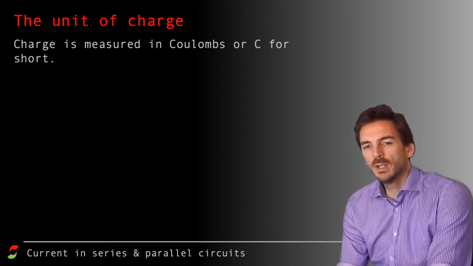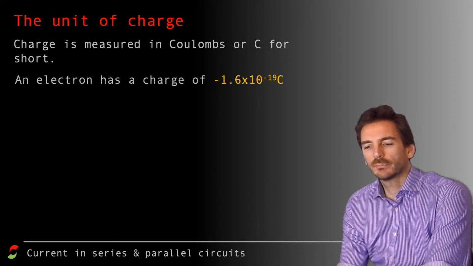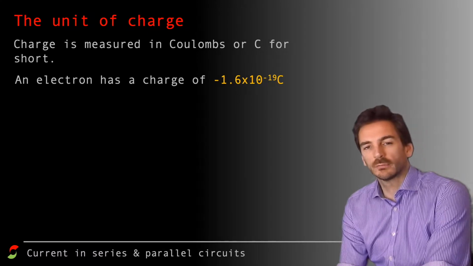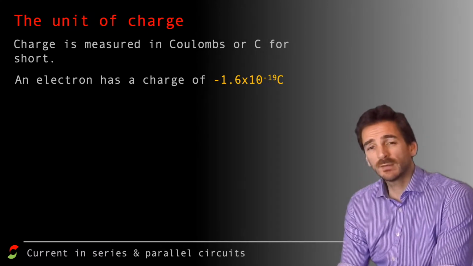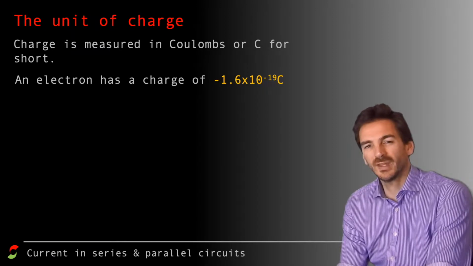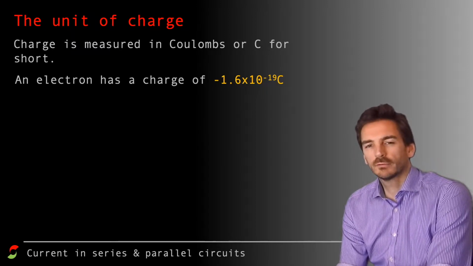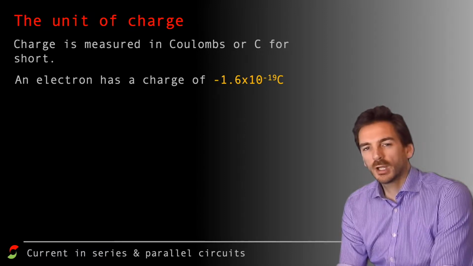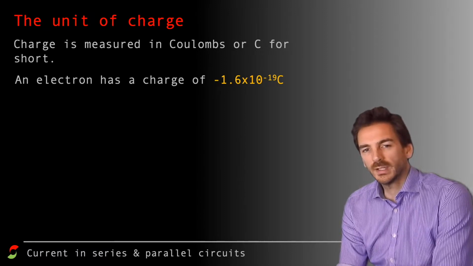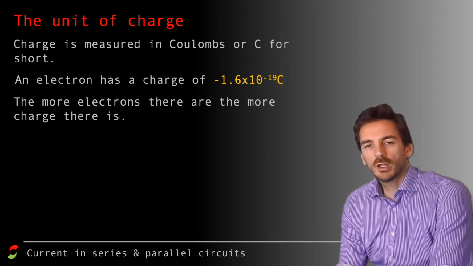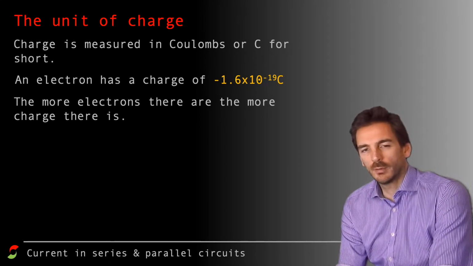Unit of charge. Charge is measured in coulombs. What we need to remember is that electrons have charge, and they've got a charge of minus 1.6 times 10 to the minus 19 coulombs. They have a very, very small amount of charge. And when we talk about charge building up, what we're talking about is electrons building up. So the more charge there is, the more electrons are involved.